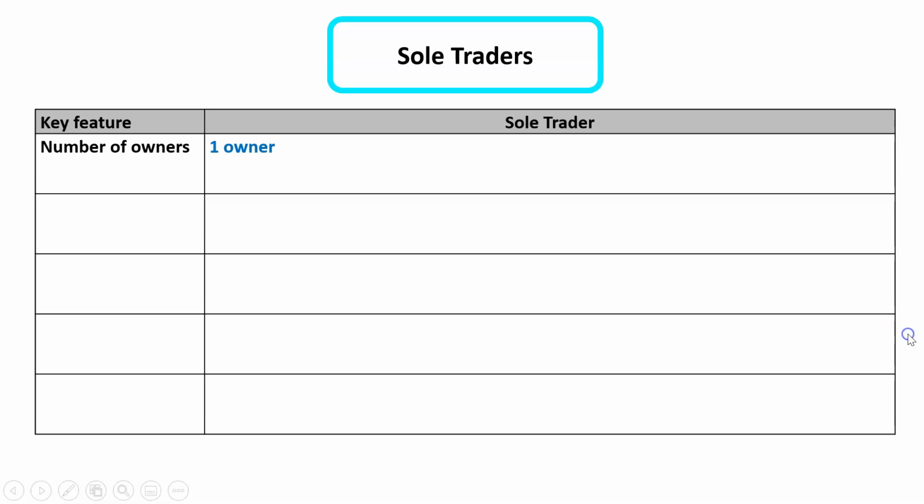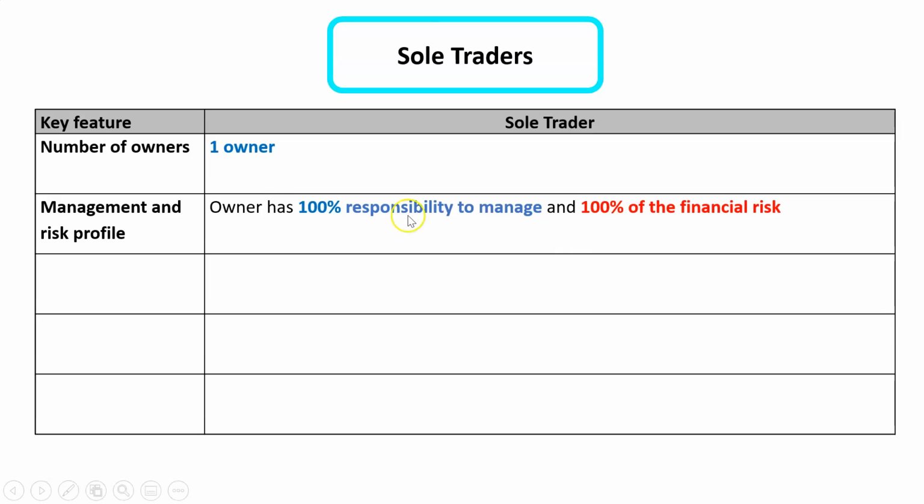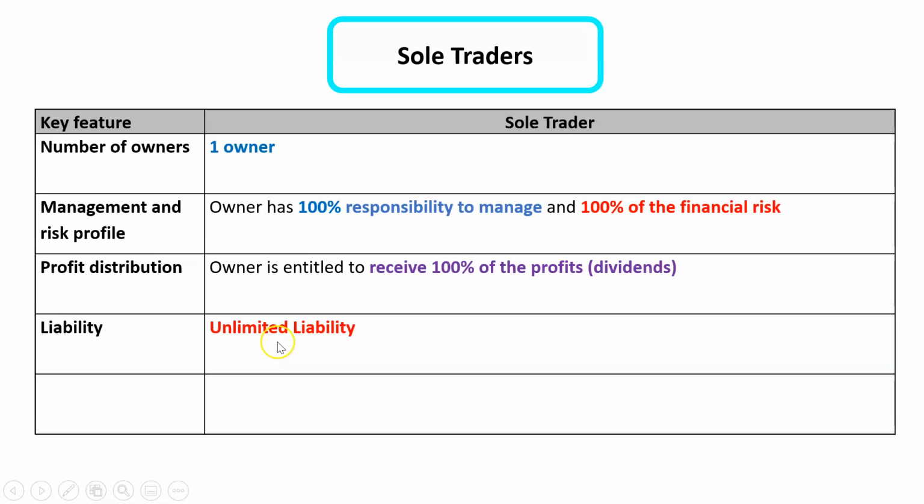So for each one, we're going to look at the number of owners, and for sole traders, it's just one. Can't be any more. We'll look at the management and risk profile. So the owner has 100% responsibility to manage the business and 100% of the financial risk. So that's for a sole trader. We'll look at the profit distribution. So the owner gets 100% of the profits or dividends with a sole trader. Liability, it has unlimited liability, and perpetuity, it does not have perpetuity. Make sure you go and revise these terms. What does unlimited versus limited liability mean, and what's perpetuity?